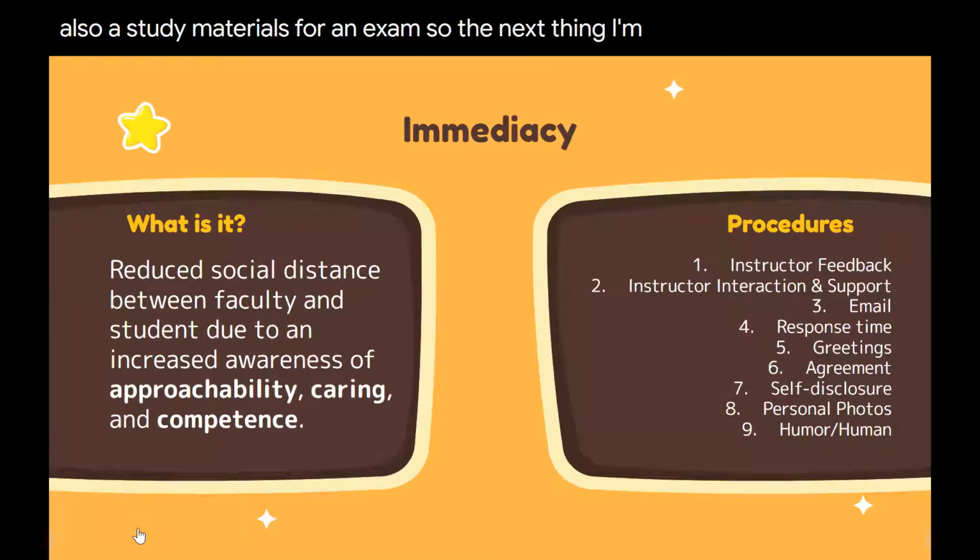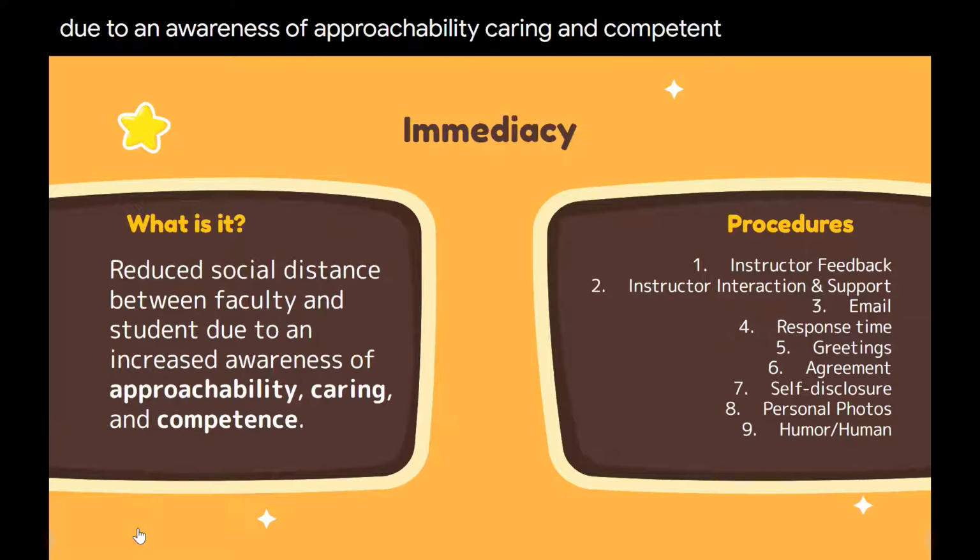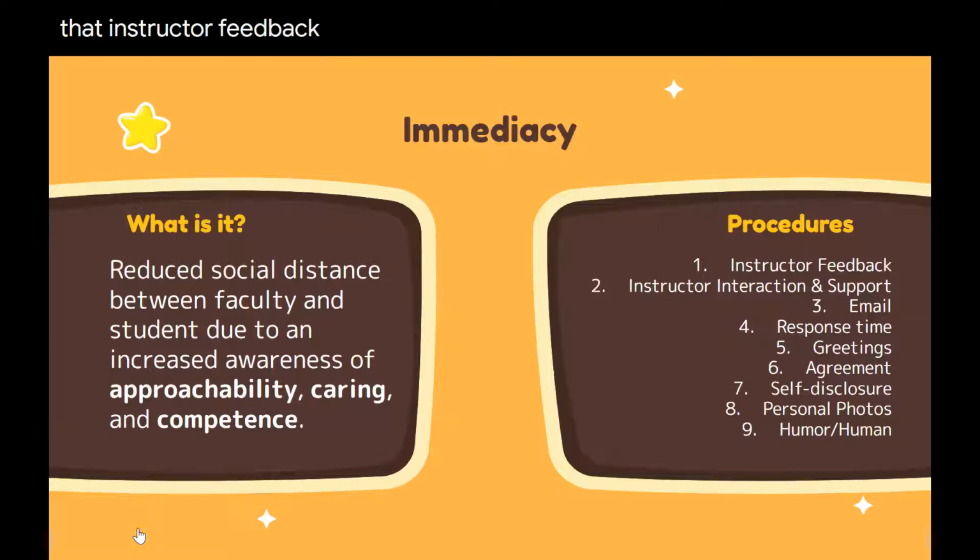So the next thing I'm going to talk about is immediacy. This is the reduced social distance between faculty and student due to an awareness of approachability, caring, and competence. So ways to do that: instructor feedback, instructor interaction and support. If a student asks you something, say they need a laptop and they can't get in touch with somebody, you taking the time to either point them in the right direction or reach out to a contact and give it to them. That's one of those things.